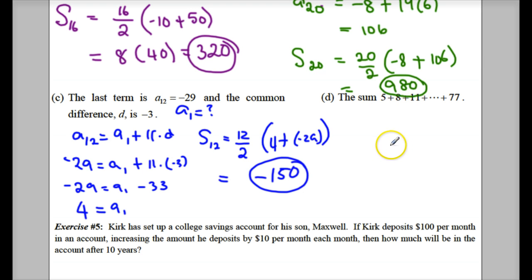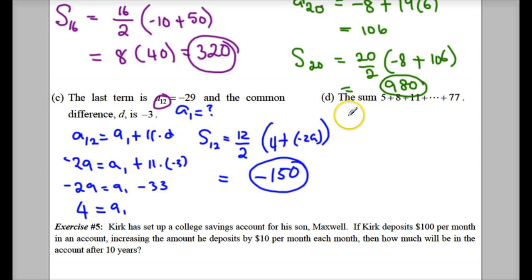So, what do I know? What do I need to know? My first term is 5, my last term is 77. But I want to know what is my common difference, or what is n? How do I find what n is? So here I was given a sub 12. Here I'm not. I want to know what is this n.